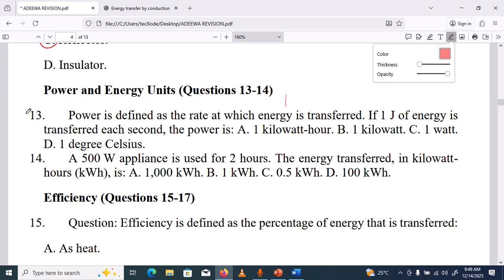Remember that power is energy over time, right? So if power is energy over time, then energy will be power multiplied by time. Power in this case we don't have, but we have energy anyway, so we're going to stick with this. Energy is 1 over time in seconds, that is 1. That would basically be watts, because power is measured in watts, so it's going to be 1 watt. So the right answer is C.